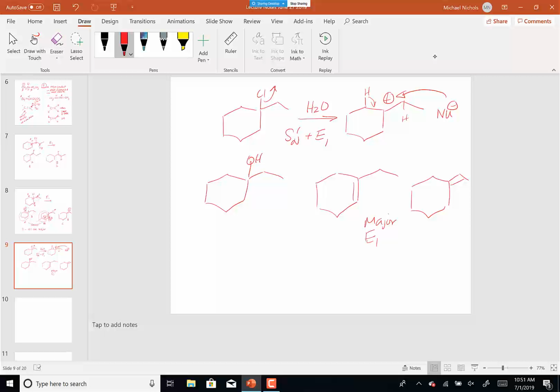Okay. So that's SN1. It's going to be with E1. Everything that's true about SN1 is true of E1. So all those characteristics are exactly the same.